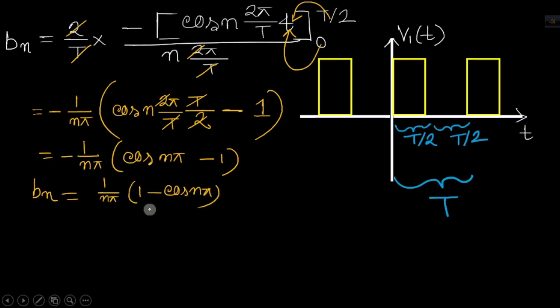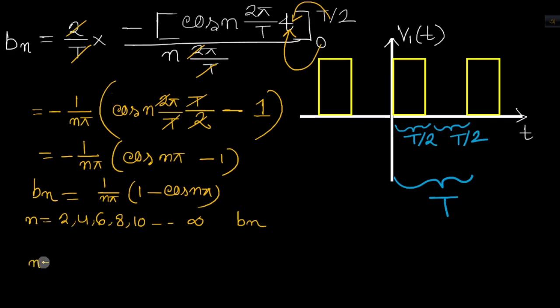Okay, so now I have to take n from 1 to infinity, right? But instead of taking 1, 2, 3, 4, 5, first I will take even numbers 2, 4, 6, 8, 10 up to infinity, and I will see what is the behavior of b_n, and then I will take odd numbers up to infinity, and I will see what is the value of b_n.